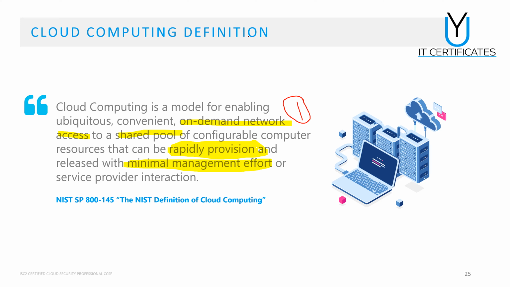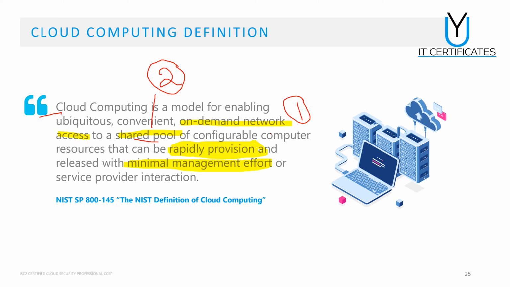Also, we have a group of shared pools, a shared pool of resources. This is very important, and this makes sense. It can be processors, networks, hard disks, storage, load balancers, whatever resources you can combine together, and you can configure them in the form of a server or a service or whatever. So characteristic number two is the shared pool of resources.